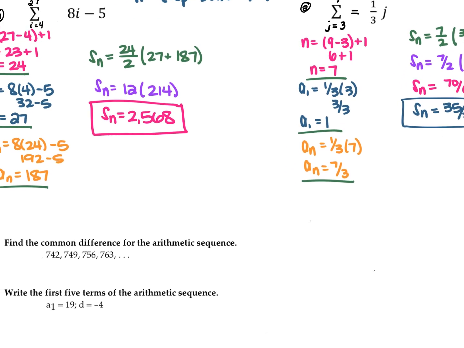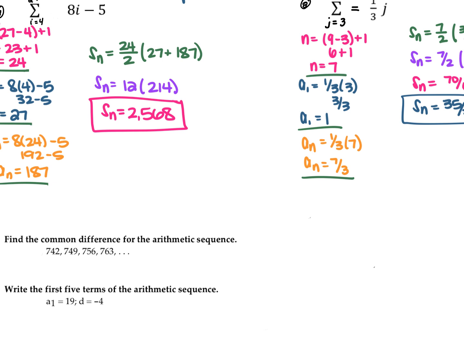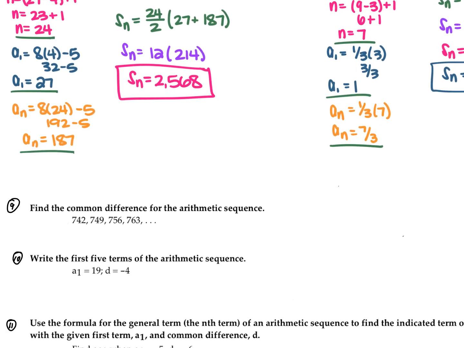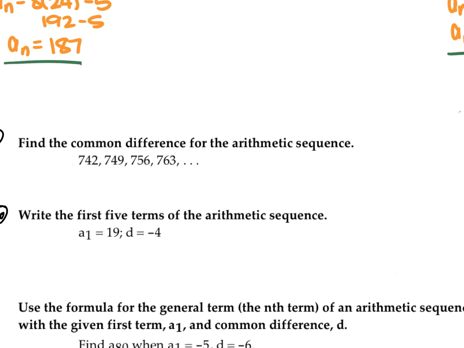For number 9, you're finding the common difference given the arithmetic sequence. So you are given the numbers 742, 749, 756, and 763. From 742 to 749, we are adding 7. From 749 to 756, we add 7. From 756 to 763, we add 7. So your d, or your common difference, is just 7.